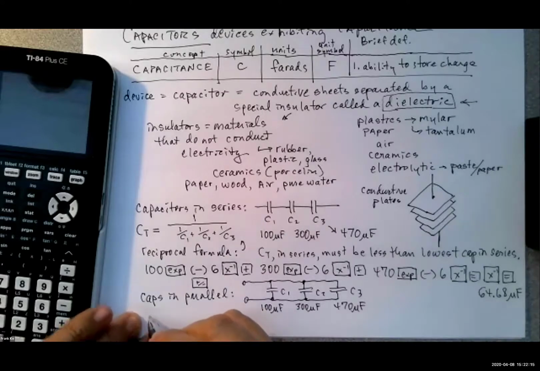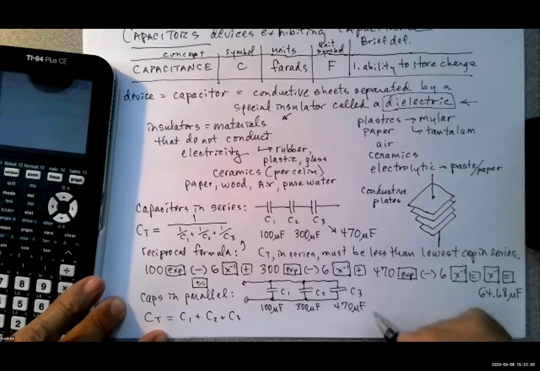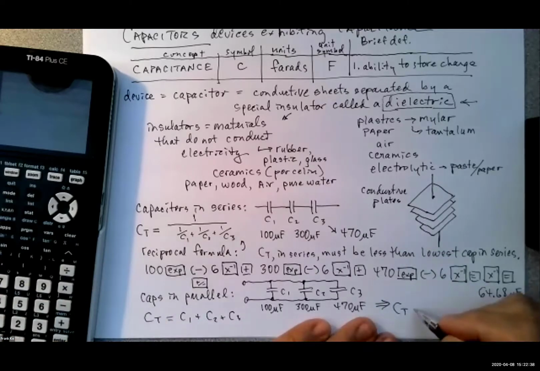So my C total in series will behave with a formula by simply adding them. It will be C1 plus C2 plus C3. So CT in this particular case, just simply by adding these, works out to be 870 microfarads, yes?